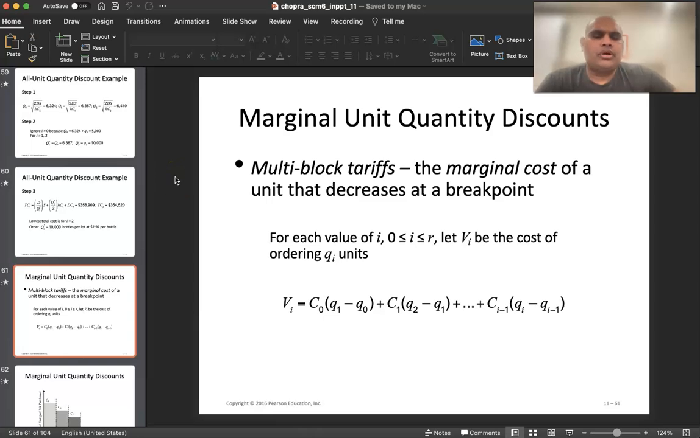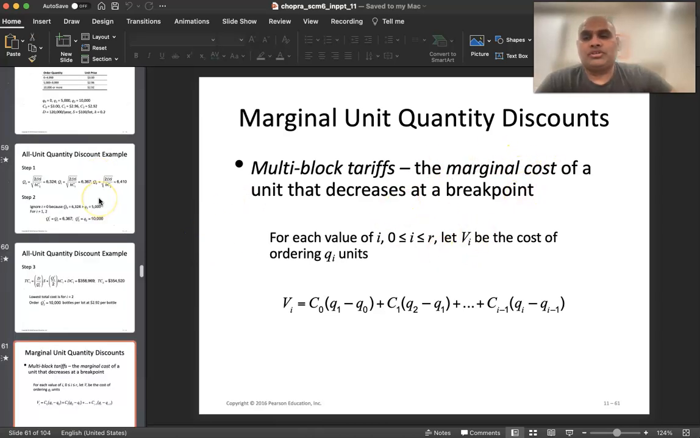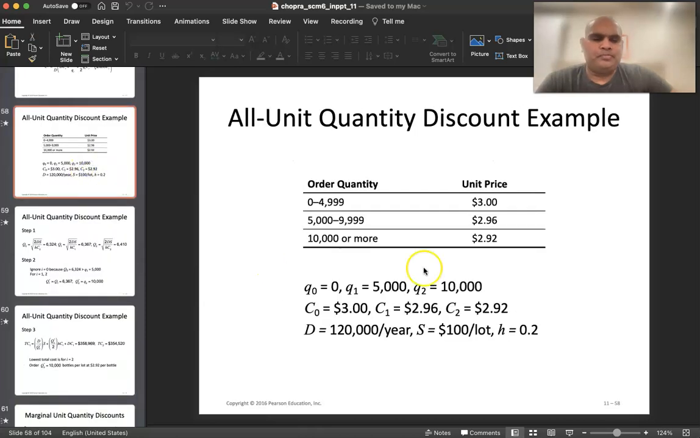In a previous video, we looked at the case where you get a quantity discount for all the units that you order. As opposed to that, in this case, you get quantity discounts just for the marginal set of units. What does that mean? Here is the example that we used.